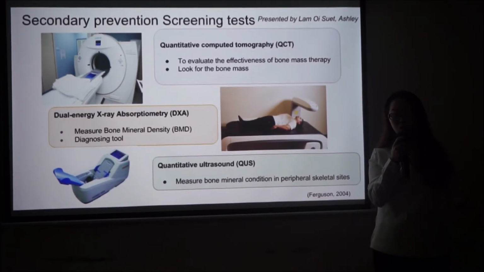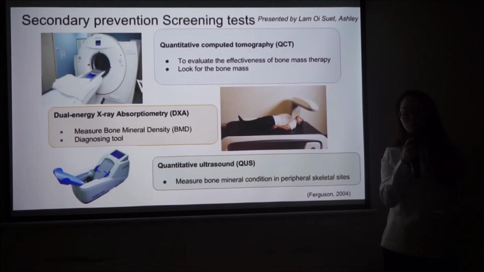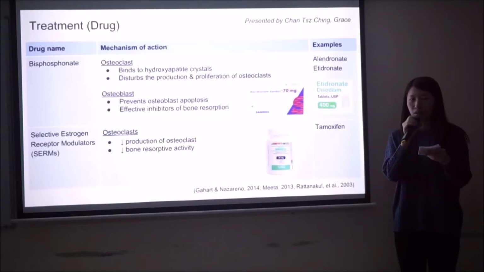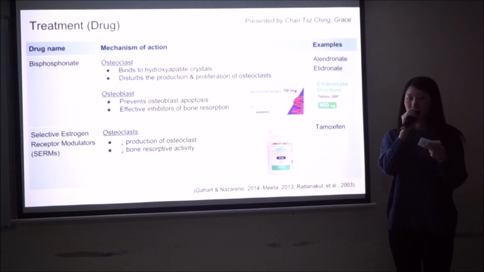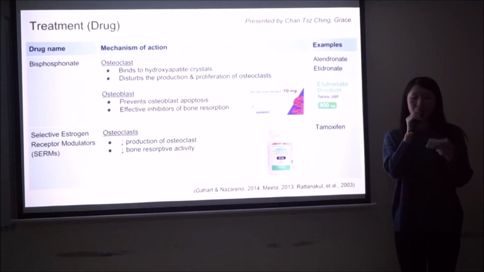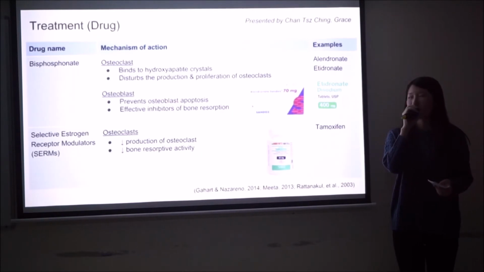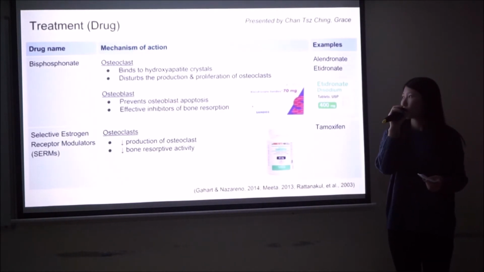Let's pass to Grace to introduce how to treat osteoporosis. Bisphosphonate has a series of complicated bone anti-resorptive processes. It allows bone formation to work more effectively and improves bone mass.